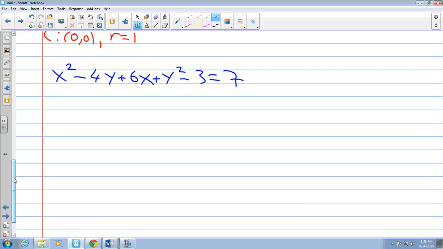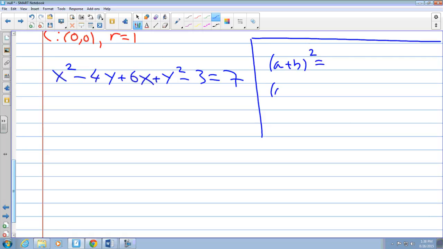And it refers back to these two, well, at least my favorite formulas. (a + b) squared, what is that equal to, if you were to open it up?